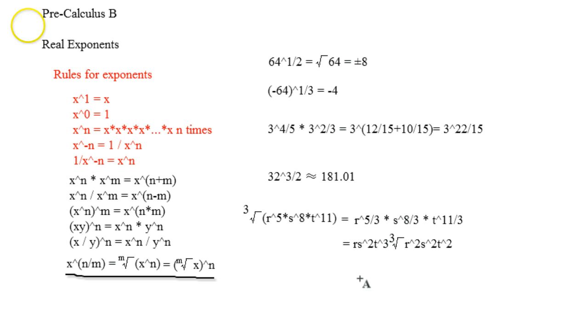Important things to remember: anything to the 0 power is 1. If you have a negative exponent, you want to flip to its reciprocal, and the same thing if the negative exponent is on the bottom or in the denominator. And when you're raising something that already has a power to another power, it's always multiplication. That's it for real exponents.